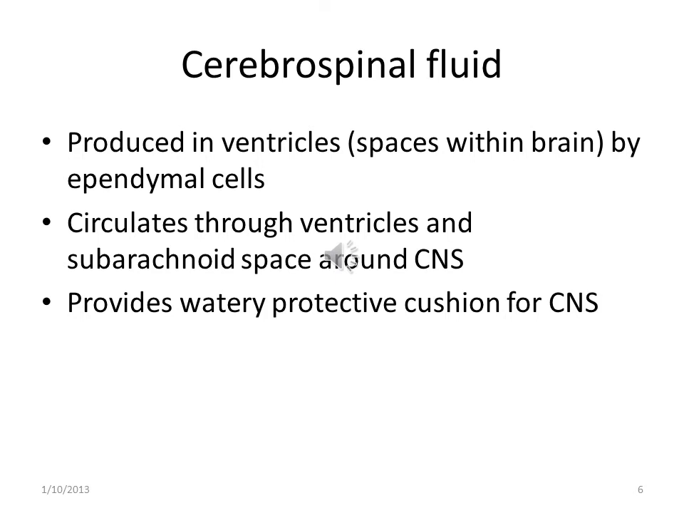Cerebrospinal fluid is a watery fluid. You have about 100 milliliters or so of it in each person. It is produced within the ventricles inside the brain by the ependymal cells, which are one of the glial cells that we learned earlier. Cerebrospinal fluid circulates through the ventricles and in the subarachnoid space around the brain and spinal cord, and it circulates because of movement of the body. It provides a watery protective cushion for the central nervous system.